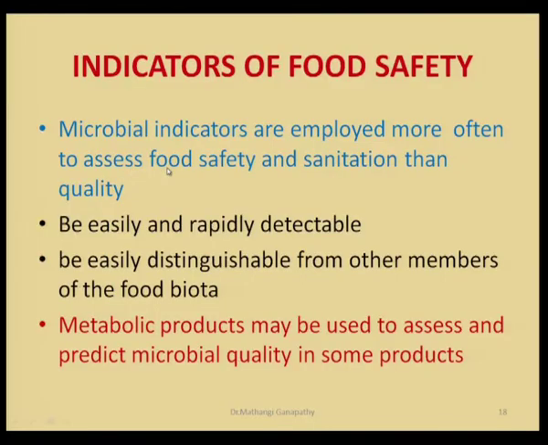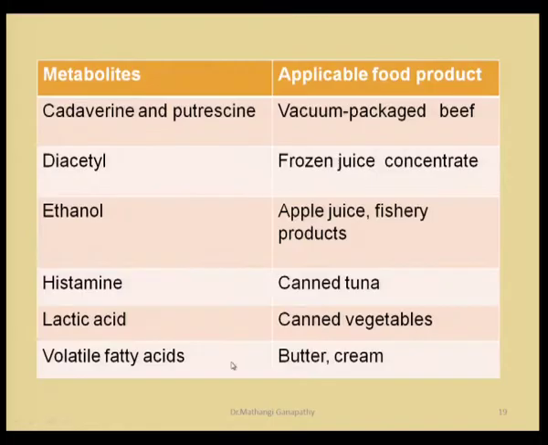Indicators of food safety. Microbial indicators are employed more often to assess food safety and sanitation than quality. So we assess food safety using microbes rather than quality. So first condition, it should be easily and rapidly detectable. It should be easily distinguishable from the other members of the food microbiota. The metabolic products may be used to assess and predict microbial quality in some products.